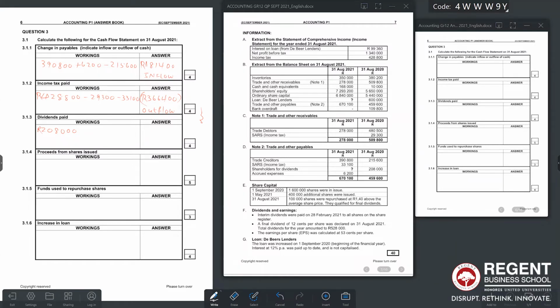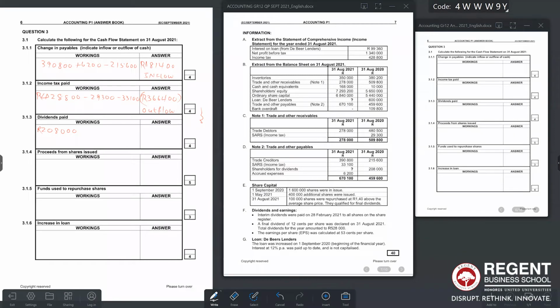Now, this is another issue. I had at the beginning 1.6 million shares. Then I sold another 400,000. 1.6 plus 400,000 gives me 2 million shares that are in issue. Now I repurchased 100,000 shares. That left me with 1.9 million shares at the end. Now they're telling you that the shares that you repurchase qualify for final dividends.